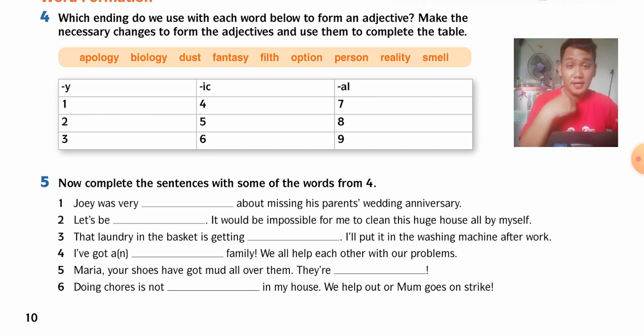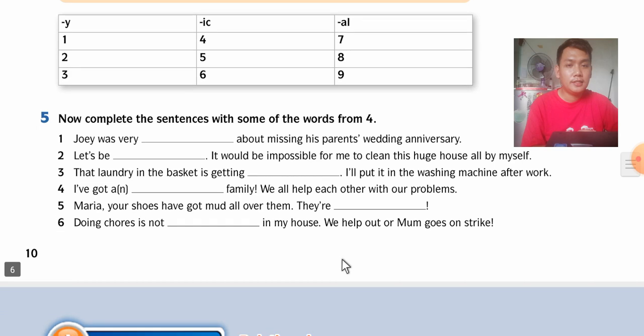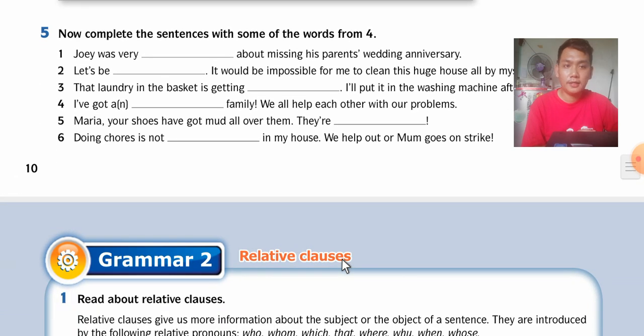Me giving you the answer for number 1 means I'm actually giving you a free answer for task 4, the task on the top for this part, because number 1 is not stated in the ones that I gave you just now. So this is a new one, and you should know where to put it in this table. Here, Joey was apologetic about missing his parents' wedding anniversary. Apologetic.